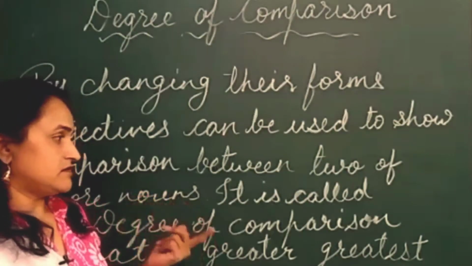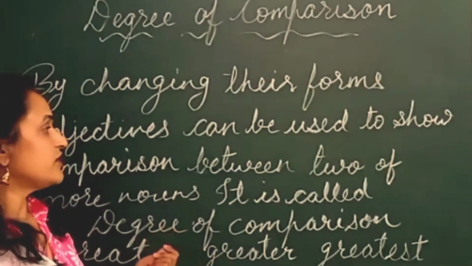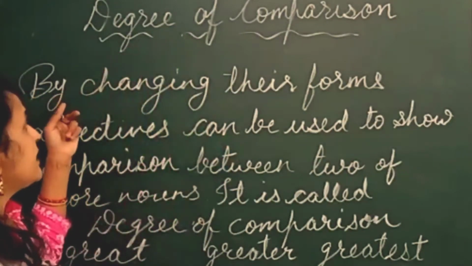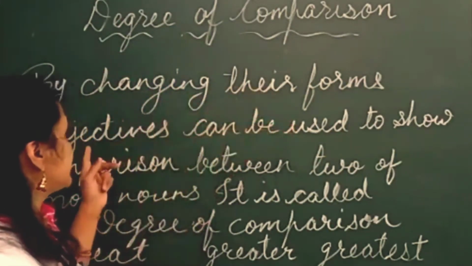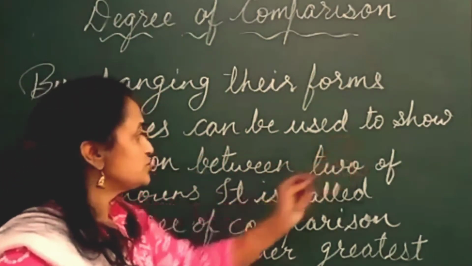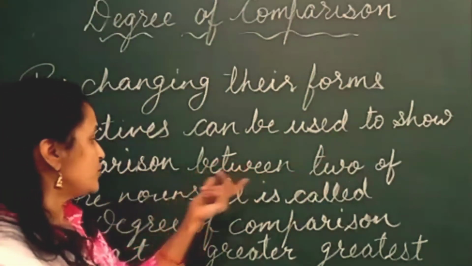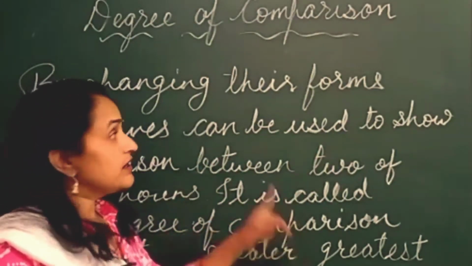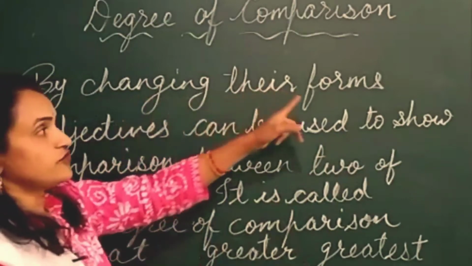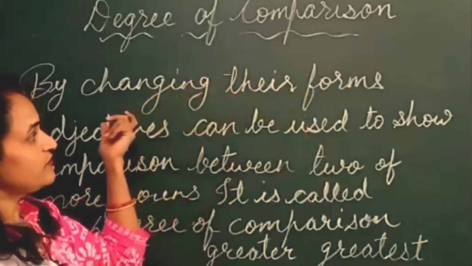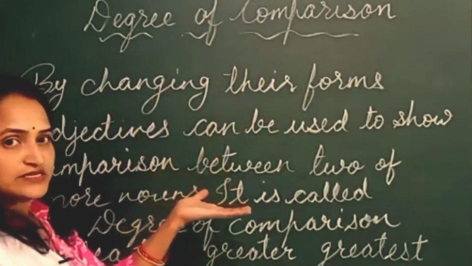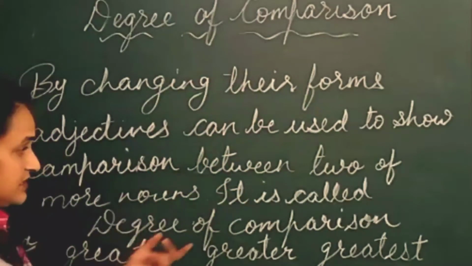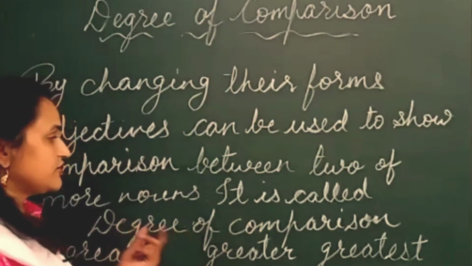Through this example, I think you have understood the definition of degree of comparison. By changing their forms, adjectives can be used to show comparison between two or more nouns. It is called degree of comparison. By changing their forms, एडजेक्टिव अपने फॉर्म चेंज करके कंपैरिजन के लिए दो या दो से अधिक नाउन के कंपैरिजन के लिए यूज किए जाते हैं, एंड इट इज नोन एज डिग्री ऑफ कंपैरिजन.